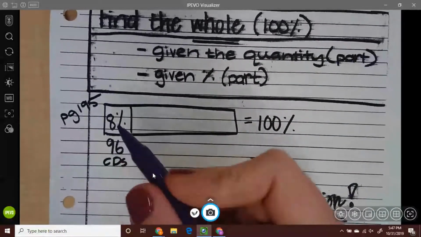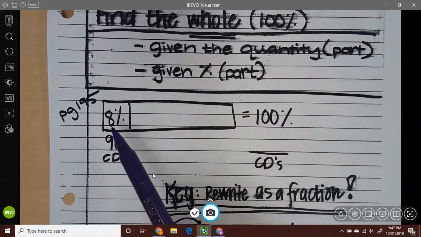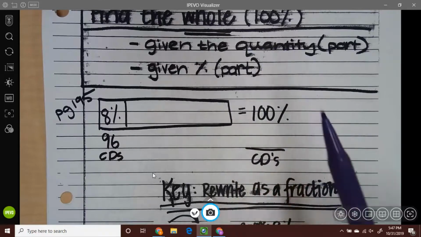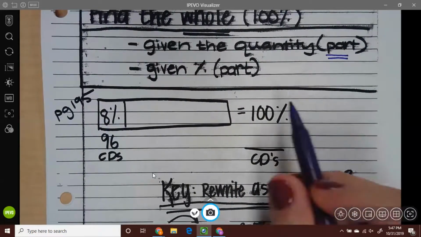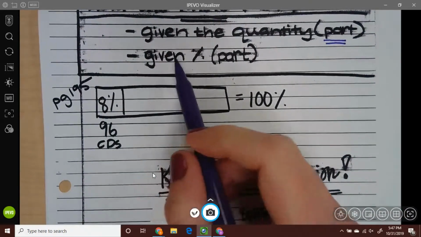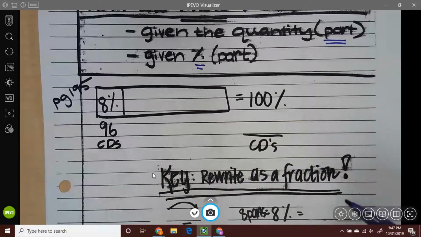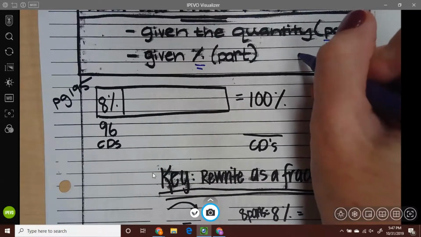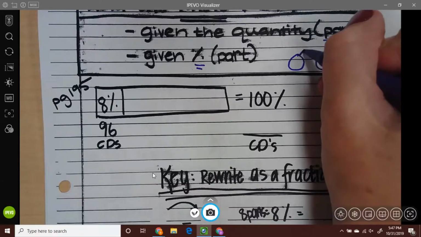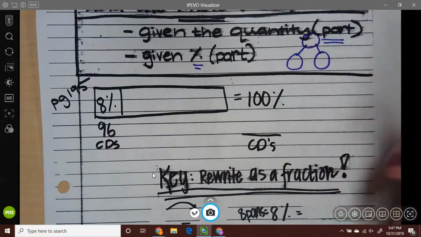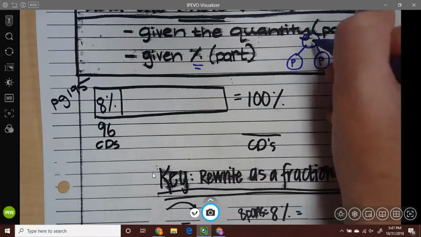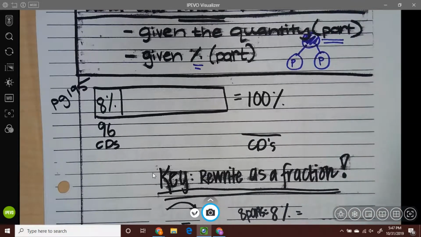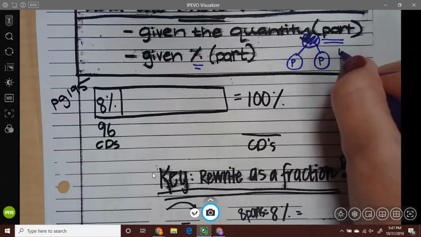And in the Learn section, you can see we're going to be given the quantity, or the part, and we're going to be given the percent, which is also a part. So if we have a part that we're given and a part that we're given, what do we have to find? So we know this, we know this. We don't know the whole. So we're going to have to find the whole.